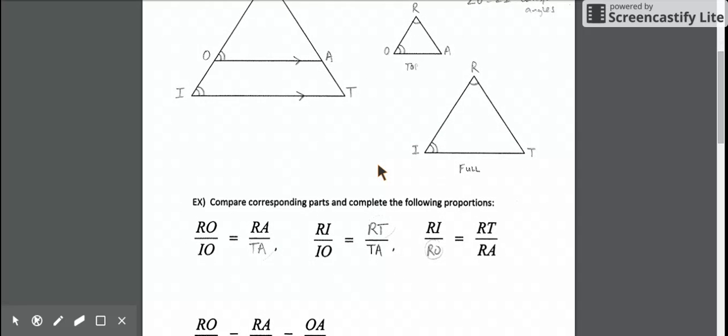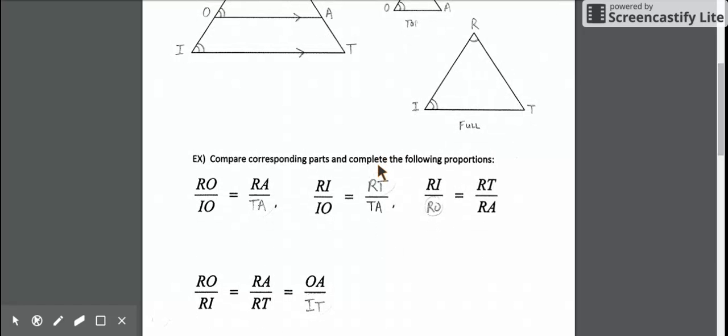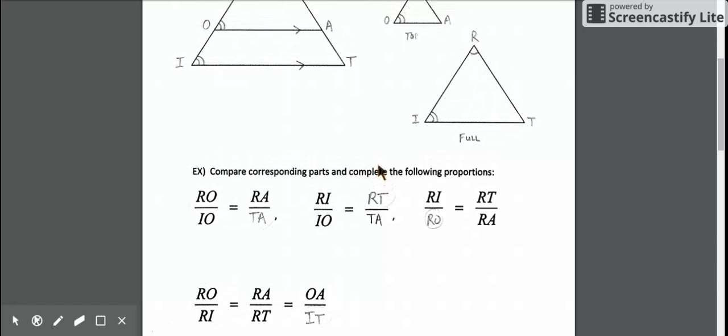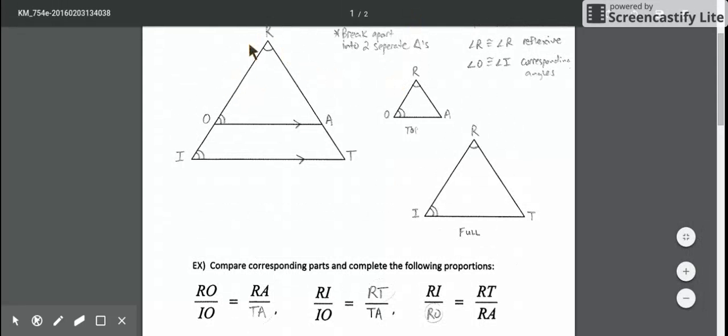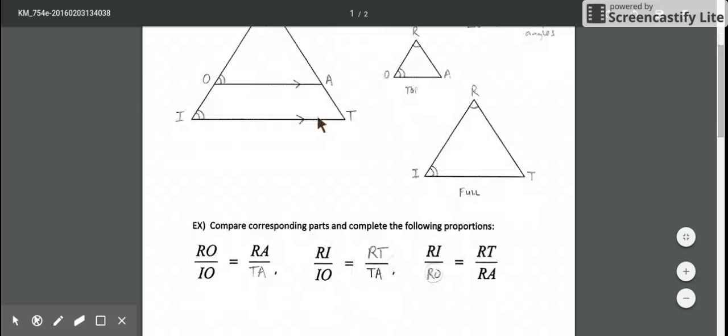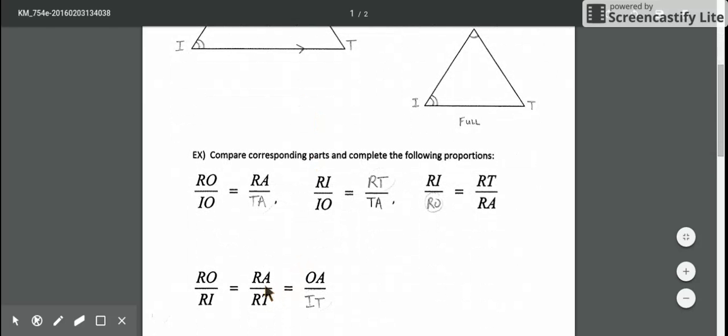So I want to compare RO to RI. So the smaller piece on the left compared to the total, that would be equal to the smaller piece on the right side compared to the total. So RA to RT. It's one we already talked about, but here's the new one.